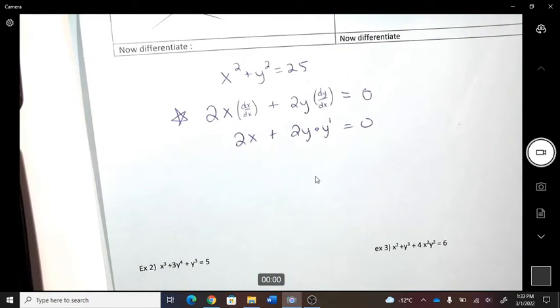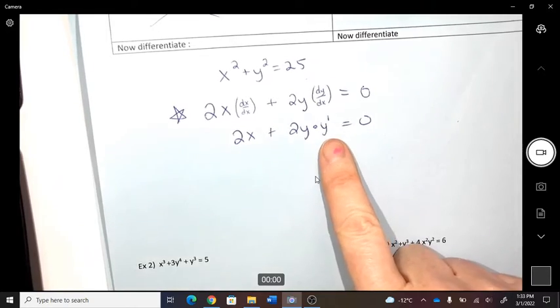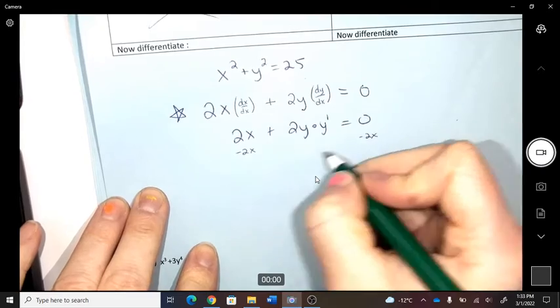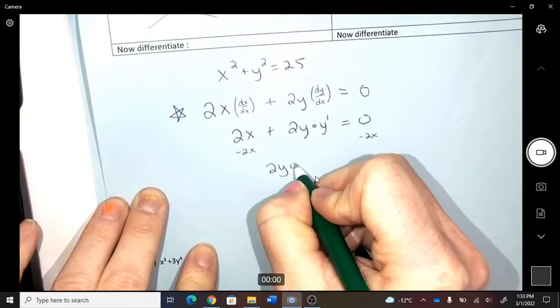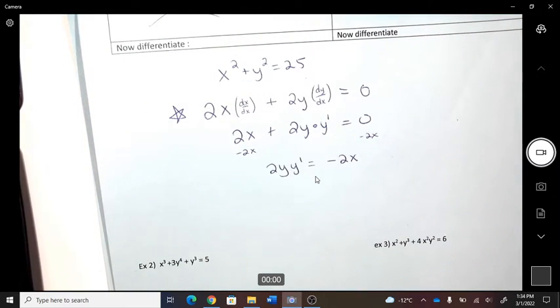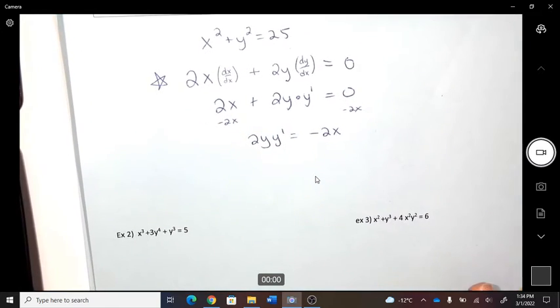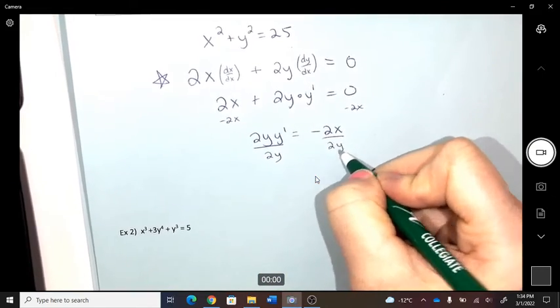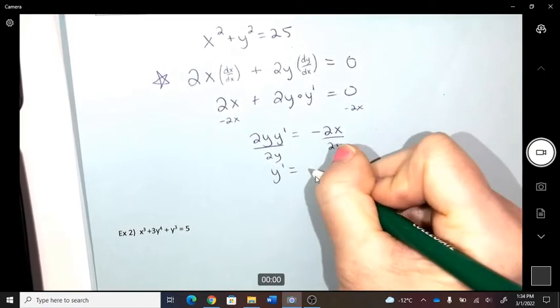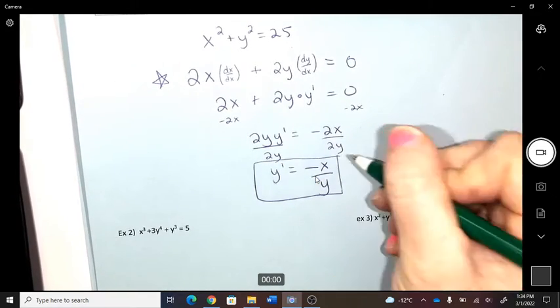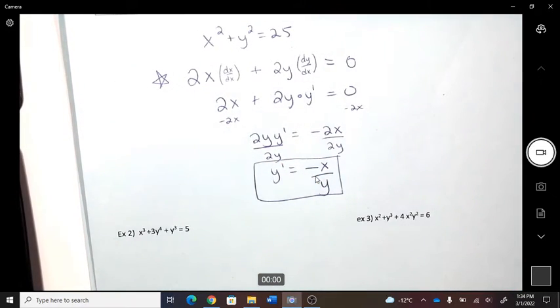Okay, now what you're trying to do is isolate y prime. So I'm going to subtract 2x. And then I'm going to divide by 2y. And there's your equation.